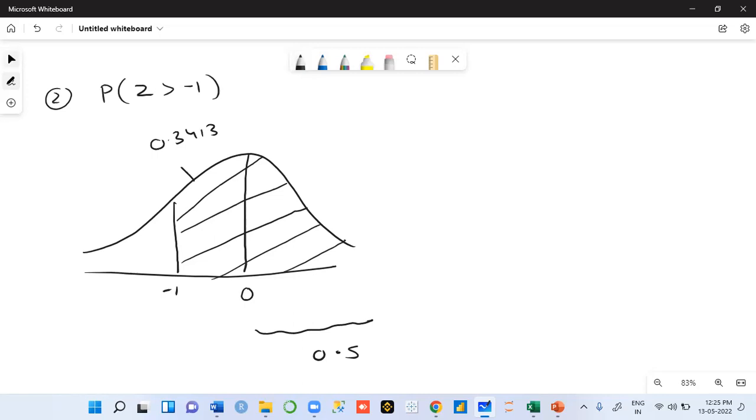Total is how much? Can you solve? So here we don't have to do a subtraction. This area, which is 0.5, plus 0.3413.